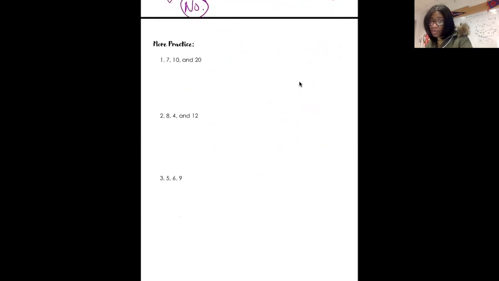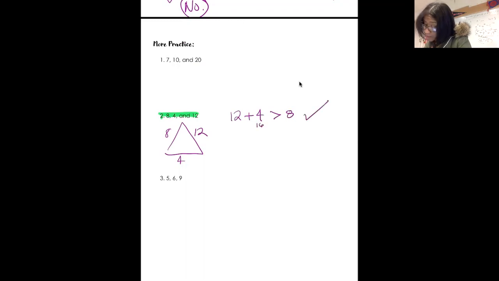And let's go down to the next example, because this one's a little bit tricky and I want to make sure you see this one. You can put this in your notes. You can sketch it. 8, 4, and 12. Pick two sides. 12 plus 4 has to be greater than 8. 12 plus 4 is 16. 16 is greater than 8. 12 plus 8 should be greater than 4. 12 plus 8 is 20. 20 is greater than 4.